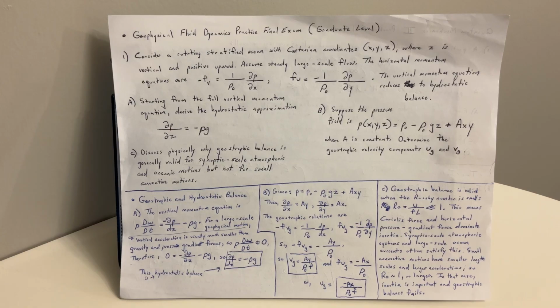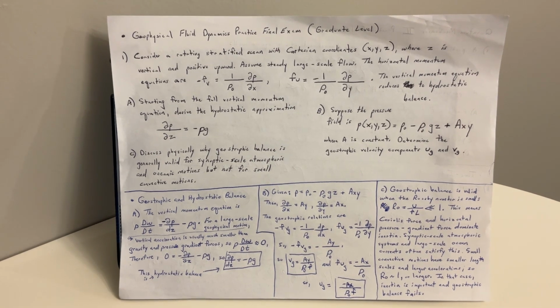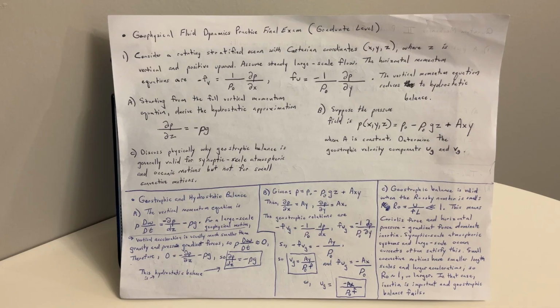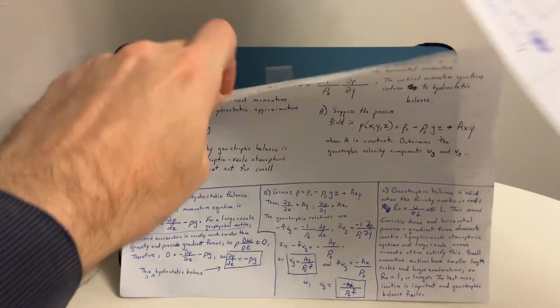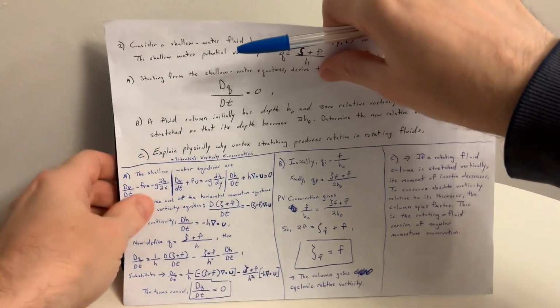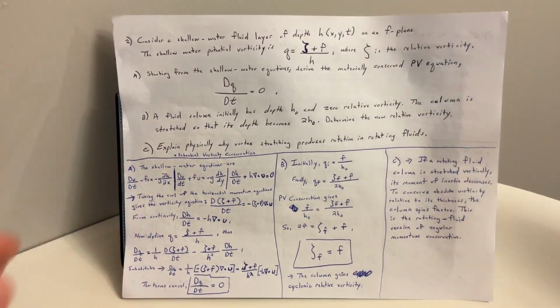They often satisfy this. Small convective motions have smaller length scales and larger accelerations. So our Ro approximates 1 or larger. And in that case, inertia is important and geostrophic balance fails. Okay, so that's number 1. And I'm going to go through this quickly so you have a reference if you try this, and you could just check your answers. The math and explanations work out. Pardon me if I mispronounce anything going fast or misidentify a variable. It happens. Human user error.